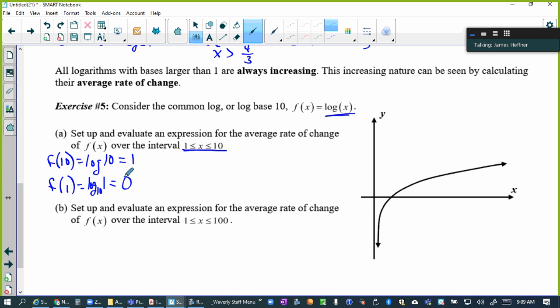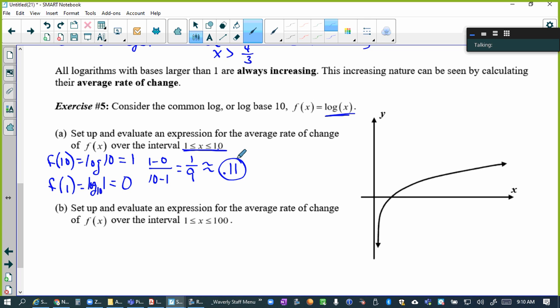Okay, so now we just do our average rate of change. So we have 1 minus 0 over 10 minus 1. Remember doing this? So that's 1 over 9, and if you put that into decimal, it's approximately 0.11. So it has an average rate of change between that interval, from 1 to 10, of 0.11 or 1/9.